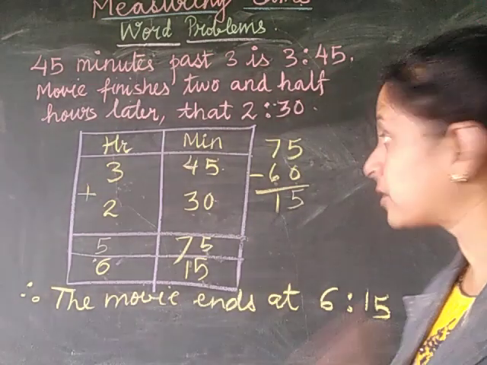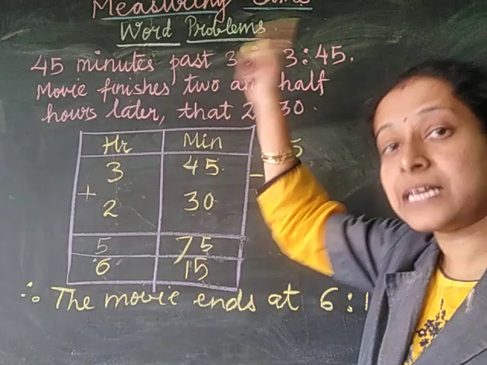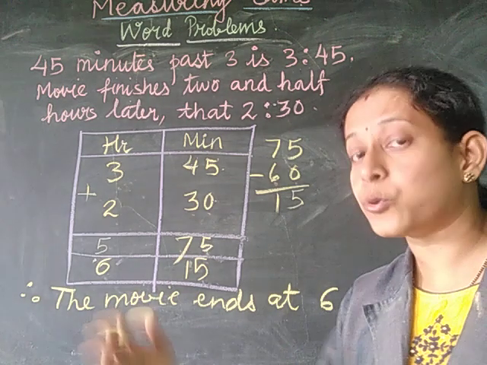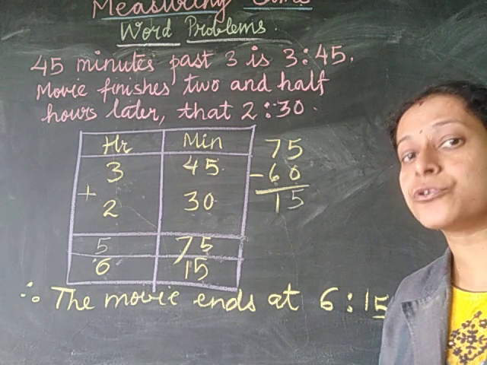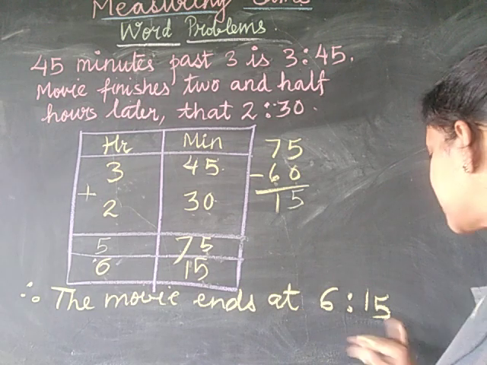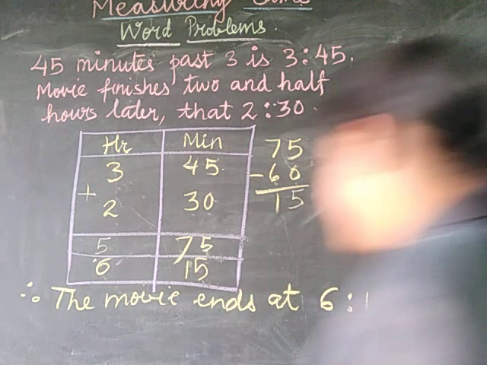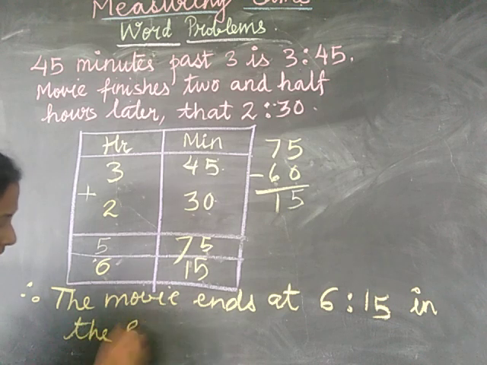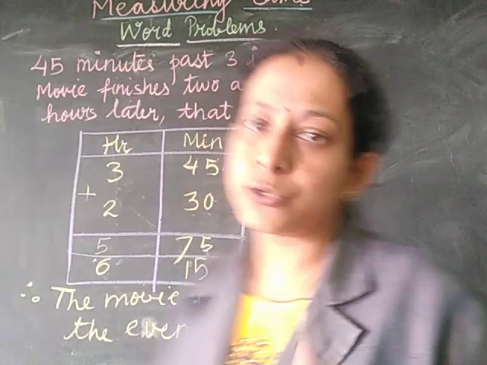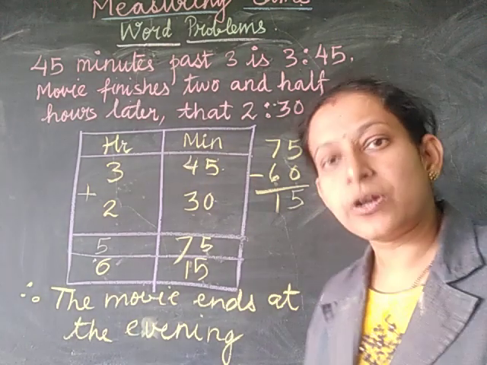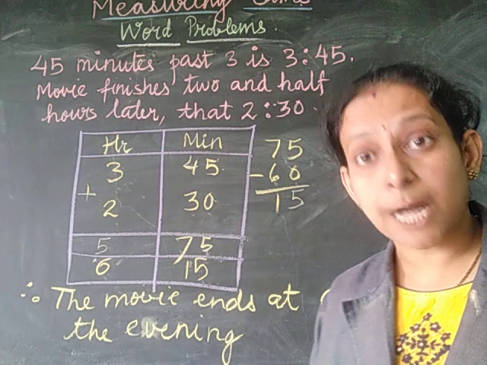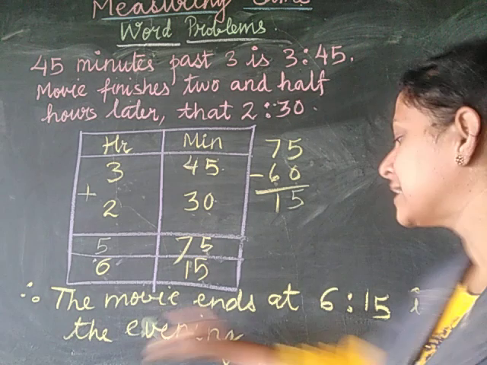It will be in the evening, because this is 45 minutes past 3 in the afternoon. So if we add 2 hours 30 minutes later on, it won't be morning, it will be evening only, right? After 4 o'clock we say it is evening. So therefore we are going to write: the movie ends at 6:15 in the evening. Okay? In the evening and not afternoon. From 12 noon to 4 we say it is afternoon, and after 4 we say it as evening. Therefore 6:15 comes after 4 o'clock, so we will say it is in the evening.